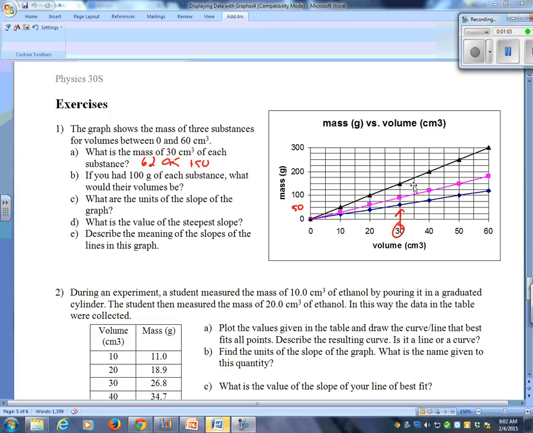If you had 100 grams of each substance, what would their volumes be? So here you're going the other way, right? 100 grams, so you're going this way. So you would have 20 cubic centimeters, and here you would have, looks like 35. And here you would have about 50. 20, 35, and 50. Yeah, it's a little scrunched in there, eh? 25, what did I say, 30? 30, 20, 35?